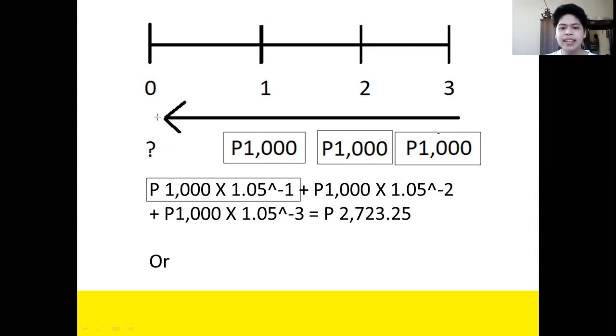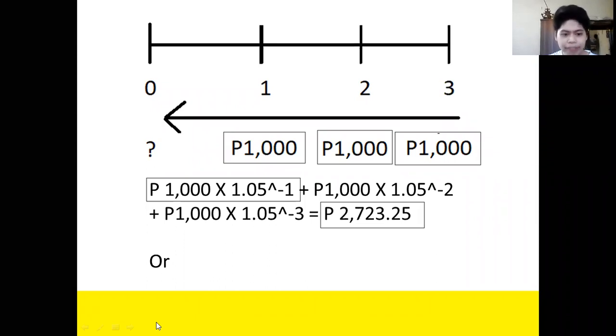And finally, eto naman, ilang periods? Diba? Tatlo. Isa, dalawa, tatlo. So kaya ang ginagawa natin, 1,000 pesos times 1.05 raised to negative 3. Magkano ang present value? Ang present value natin, 2,723 pesos and 25 centavos. Di ba medyo mahaba?